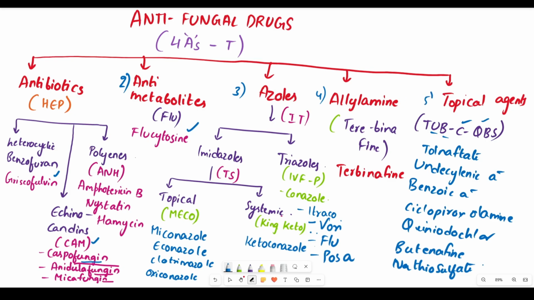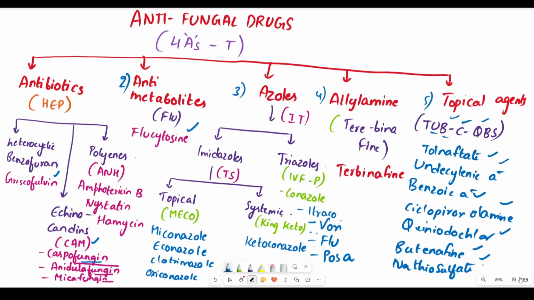And coming to the fifth class, that is topical agents, remember it as TUPCQBS, where T means it is tolnaftate, U means undecylenic acid, B means benzoic acid, C means ciclopirox olamine, Q means quinidochlor, B means butenafine, and S means sodium thiosulfate.